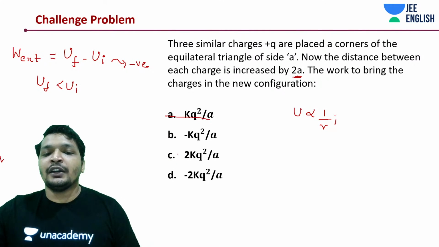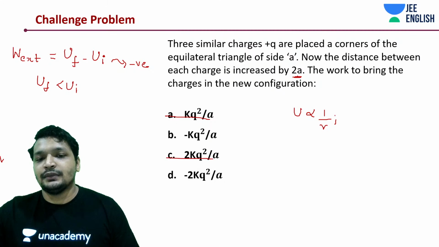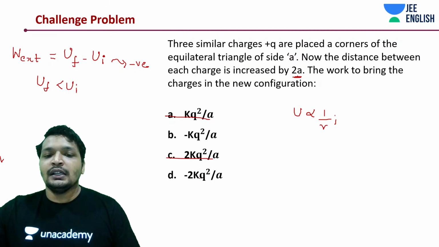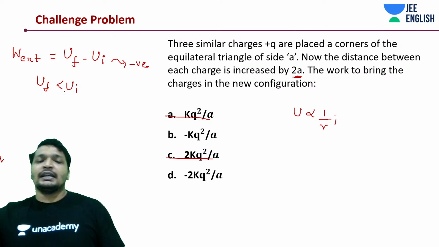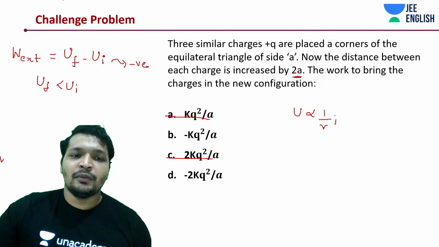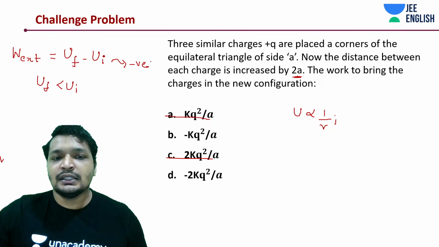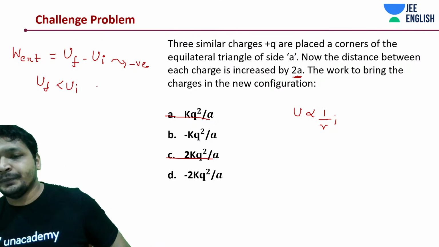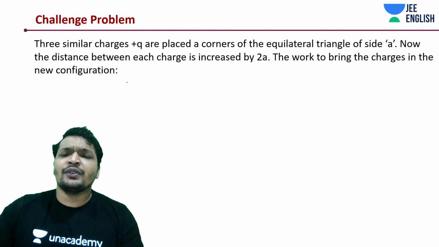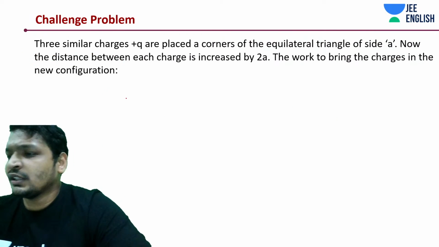That way you can eliminate option A and C. Even among these, you can quickly guess the answer. But anyway, let's do the problem. So this should basically be less than 0. All right. Let's move on to the question. Let's start understanding what the question asks.